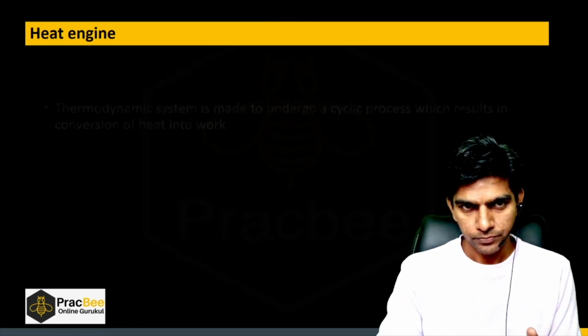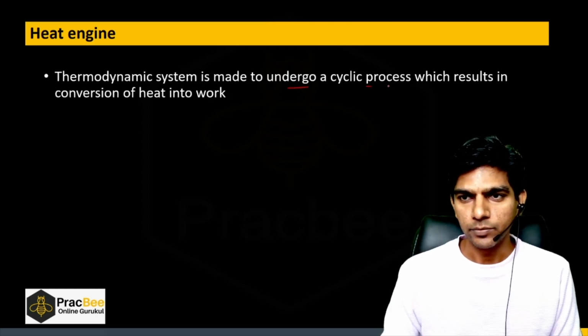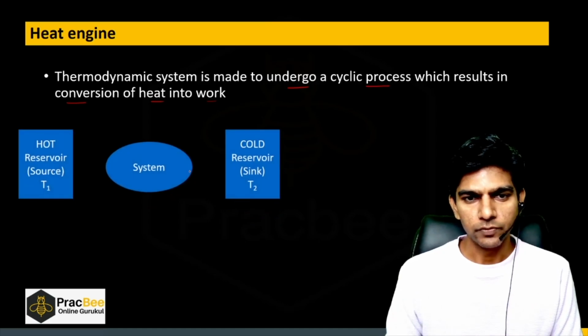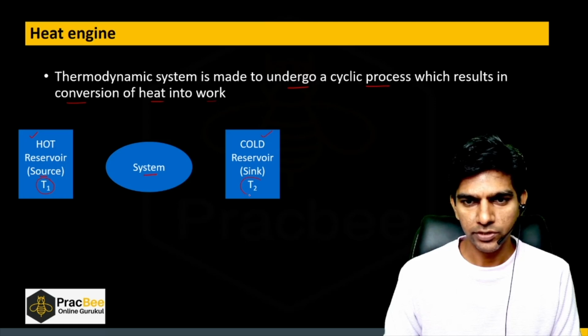A heat engine is a thermodynamic system that is made to undergo a cyclic process which results in a conversion of heat into work. So let us see the basic structure. We have a thermodynamic system, and there is a hot reservoir and a cold reservoir. We can also call the hot reservoir the source. Let us say the temperature of the hot reservoir is T1 and the temperature of the cold reservoir is T2. We can also call the cold reservoir the sink.